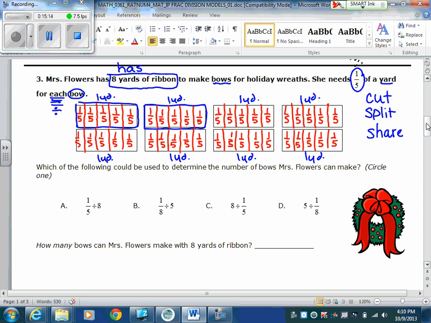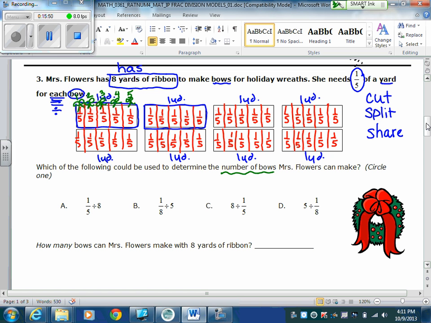So we want to know which of the following could be used to determine the number of bows. Again, make sure we're answering the question. Number of bows. Well, how can I figure that out? Let's look back at our question. If just in 1 yard, how many bows can she make? Well, she can make one bow here. Here's my bow. Here's another bow. Here's another bow that she can make with the ribbon. Here's another bow. But this is 1, 2, 3, 4, 5 bows.